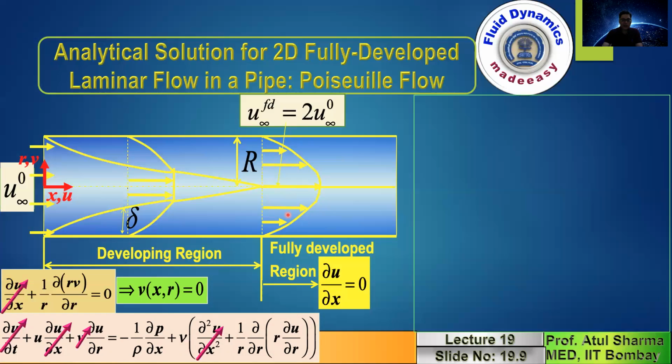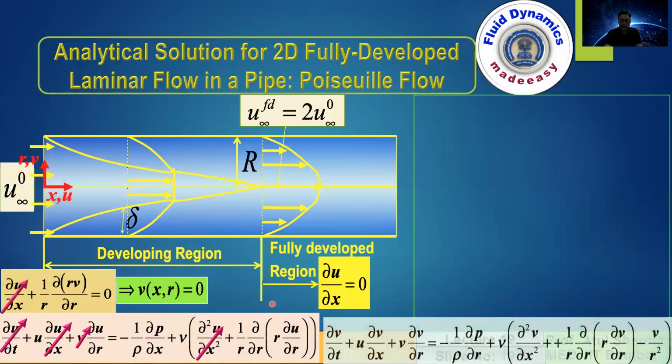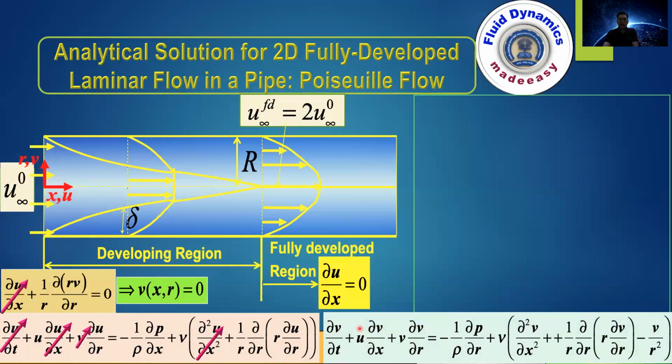Now this is the axial momentum equation. If you write down the radial momentum equation, which is shown here, that is for radial velocity V, then for a steady flow, del V by del t is equal to 0. And since V is not varying with respect to x and r, its gradient with respect to x and r is 0 everywhere, and you are left with only one non-zero term. So the radial momentum equation gets simplified as del P by del r is equal to 0.